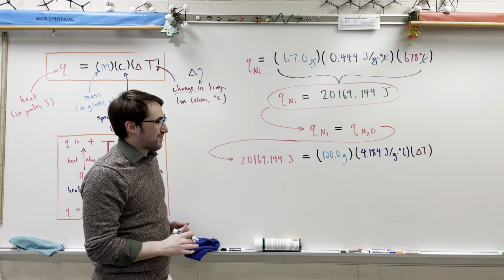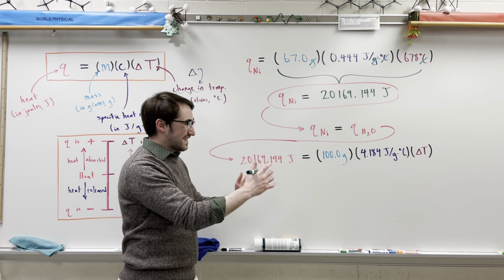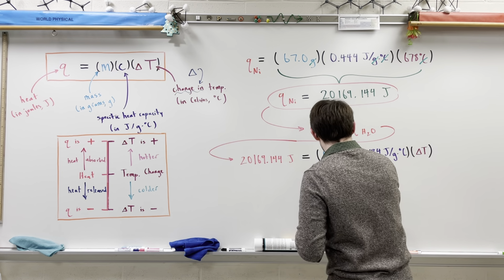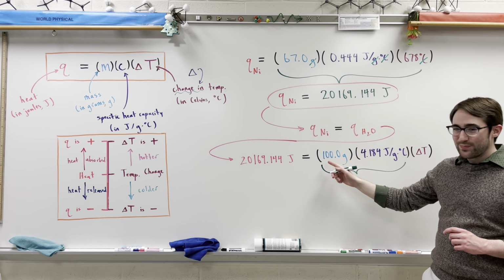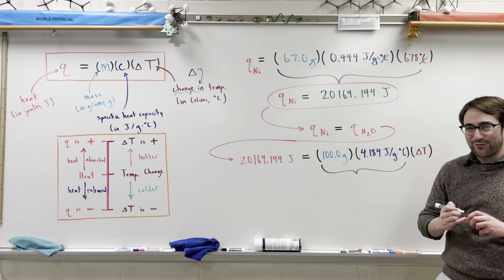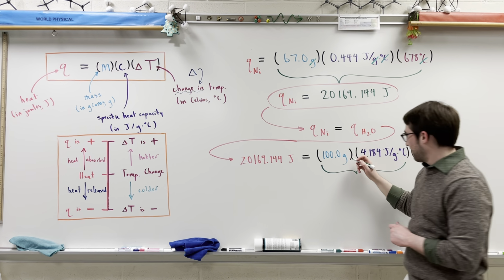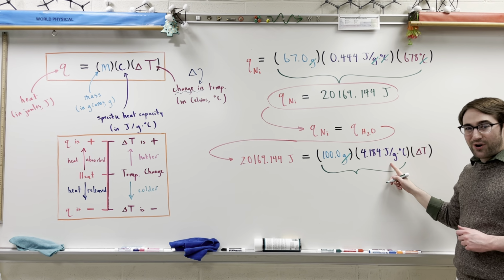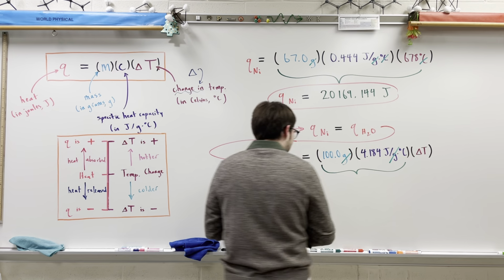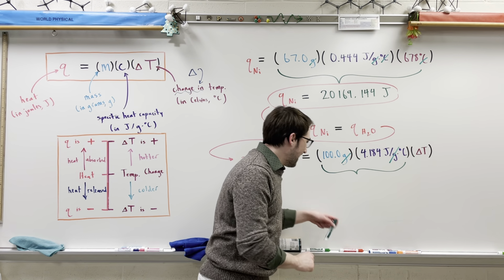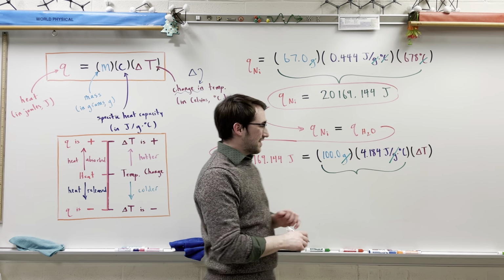To make this a little easier on myself, I'm going to multiply these two so we can condense them into one number. So 100.0 grams times 4.184 joules per gram degrees Celsius. Our grams units here are going to cancel with the per grams here, so those are going away. What's going to be left is just units of joules per degree Celsius.